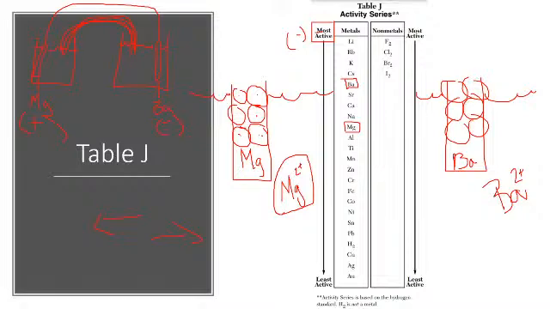Now, since this is a voltaic cell and it's spontaneous and it changes chemical energy into electrical energy, then the higher metal will be the anode, okay? So that means barium is the anode.